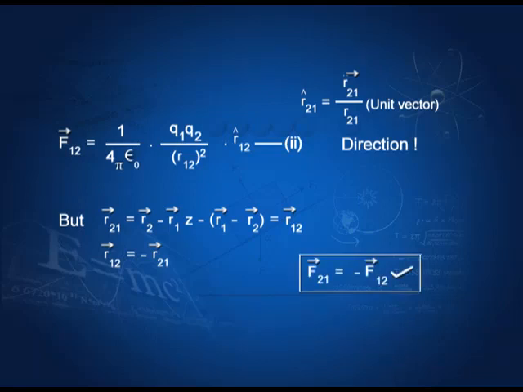Do you find something new here? No. What you simply find is that F21 is equal to the negative of F12. What is this? Yes, this is Newton's third law of motion: for every action there is an equal and opposite reaction. So, here we got something very familiar to us but hidden in the world of electrostatics.